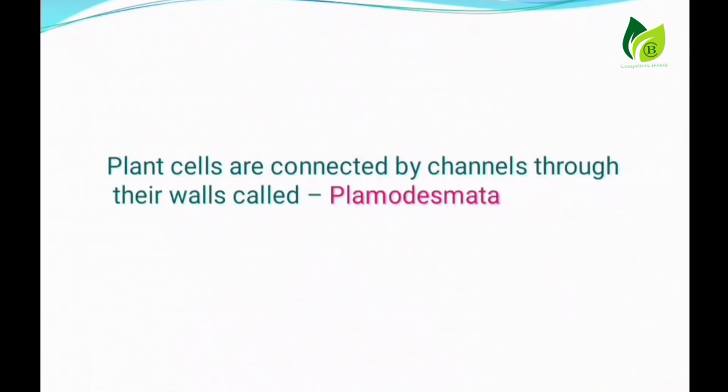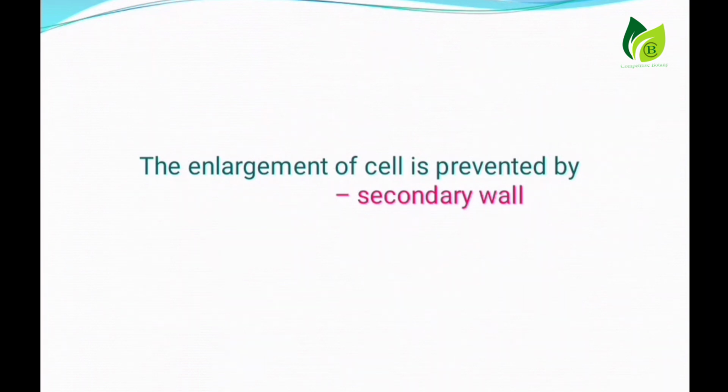Plant cells are connected by channels through their walls called plasmodesmata. Here also you have to know what plasmodesmata are. The protoplast remains connected with that of adjacent cells by delicate threads of cytoplasm. These threads of cytoplasm are called plasmodesmata. Enlargement of the cell is prevented by the secondary wall.